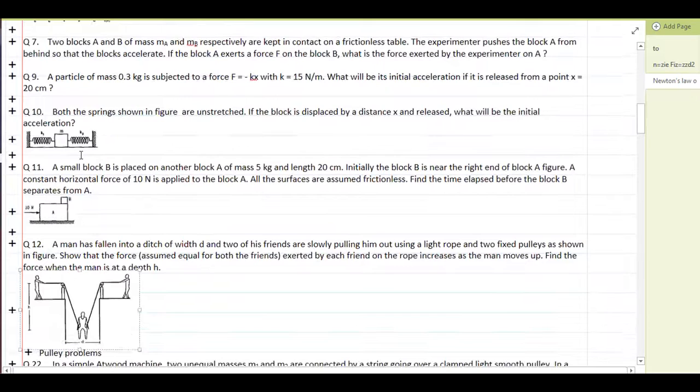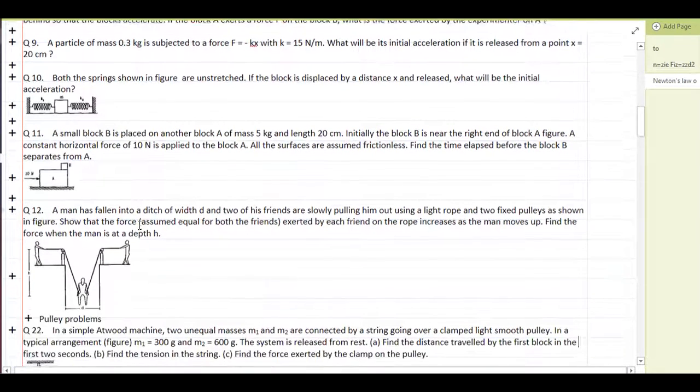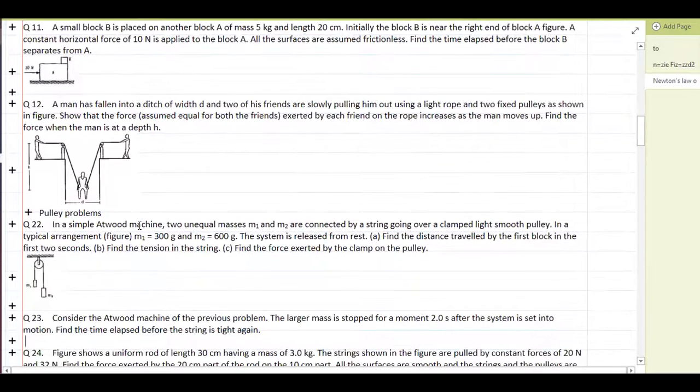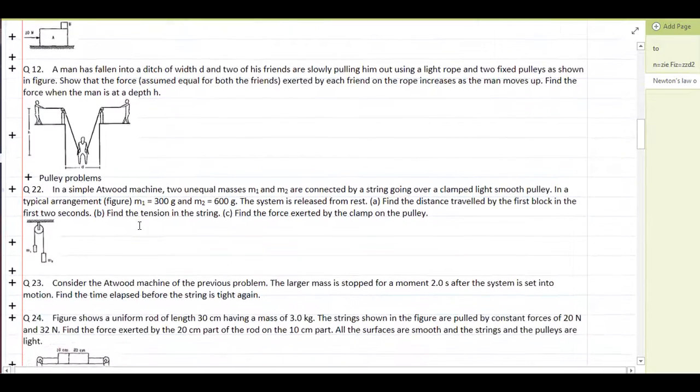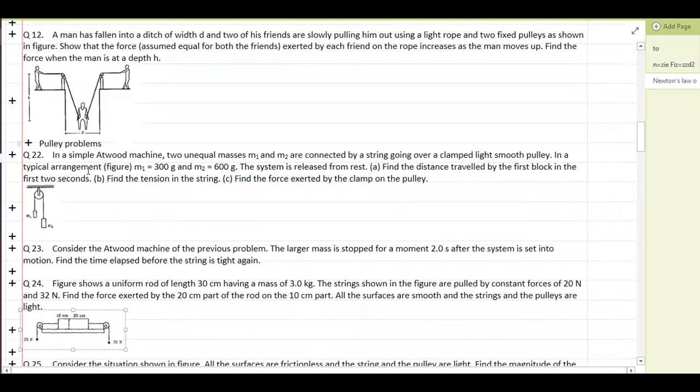Then we will also see the spring related problems. You can see the 9 and 10 number problems; these are spring related problems. Then you can see the problems at number 12; these are two-dimension problems. Then the pulley problems start, so we will see the different kinds of pulley problems.